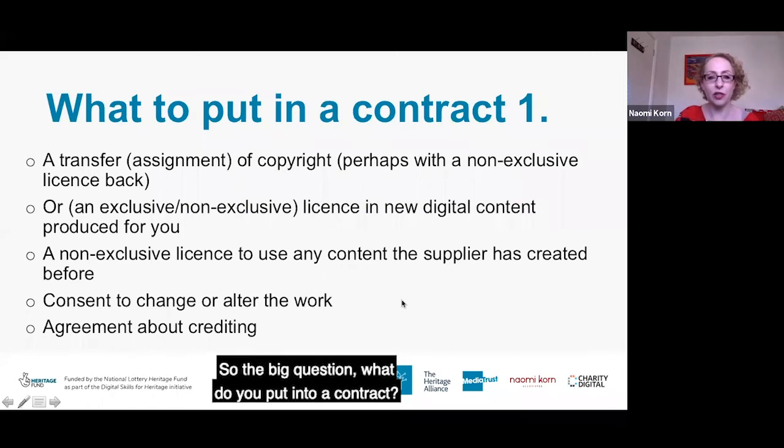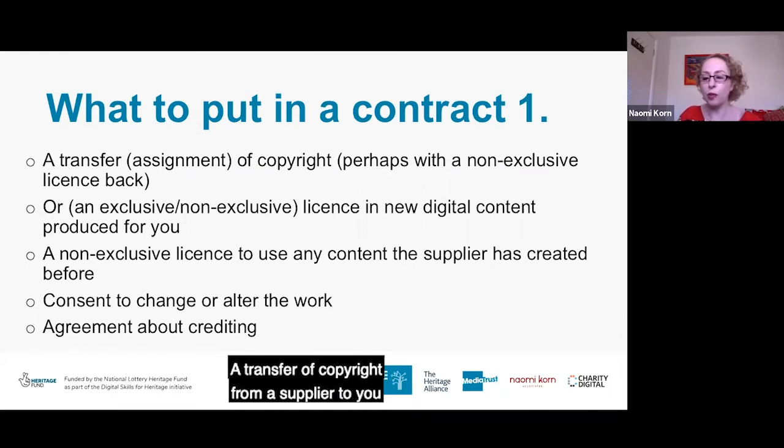So the big question: what do you put into a contract? Again, I've explained this in more detail in the guide, but crucially, it's about understanding whether you want a transfer, an assignment of copyright to you in commissioned content, or indeed a license back. And there are lots of different flavors of this. So let's take the transfer of copyright first.